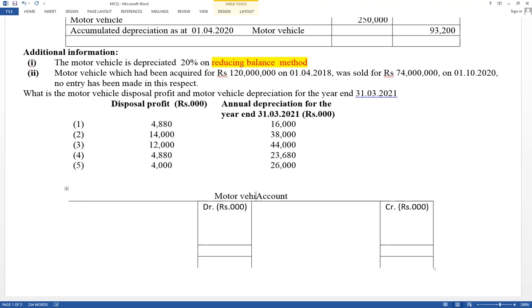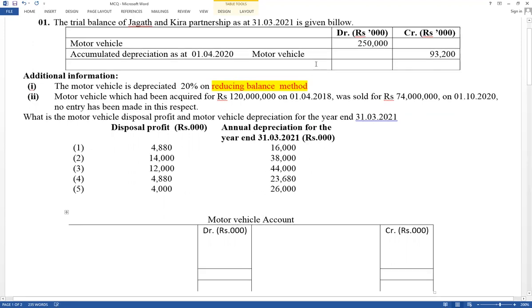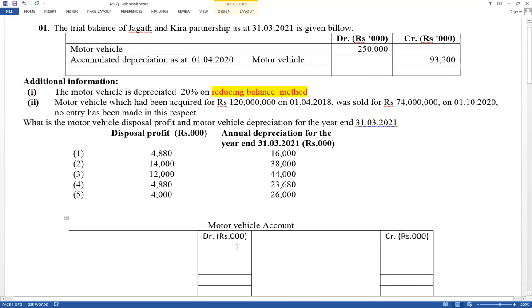Motor vehicle. The motor vehicle account balance is also given as 250,000. Therefore, that value is the balance brought forward, 250,000. Record values in thousands as a balance brought forward. Given 250,000 opening balance.